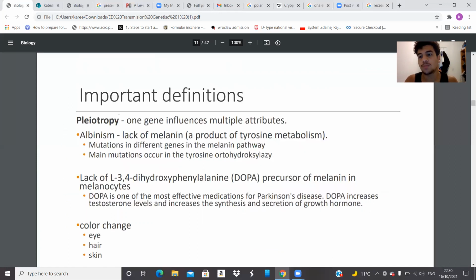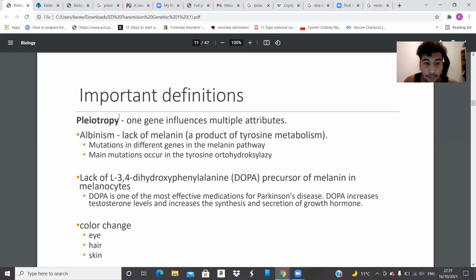Pleiotropy. So pleiotropy is effectively the opposite of polygenetic inheritance. Pleiotropy meaning that one gene influences multiple attributes. And we have to remember that genes are responsible for coding for proteins, which carry out biological processes. And these biological processes being carried out leads to the physical characteristics that we have.